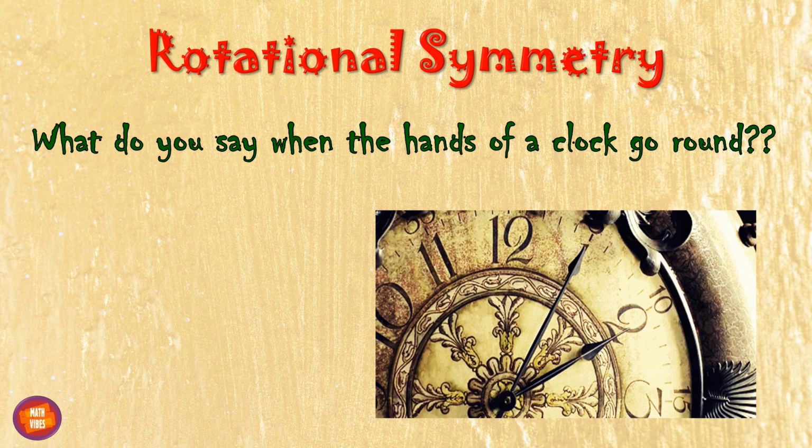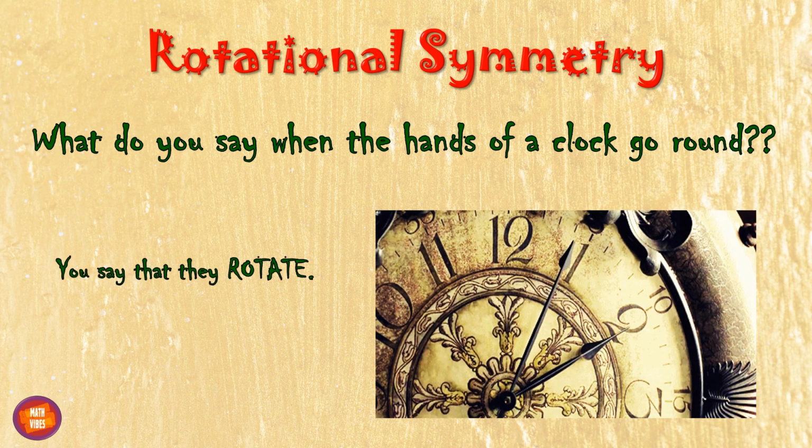So rotational symmetry: when you watch the hands of a clock go round and round, what do you say? Think. You say that they rotate. The hands of a clock are rotating, and if you see, they are rotating around a certain point or vertex.